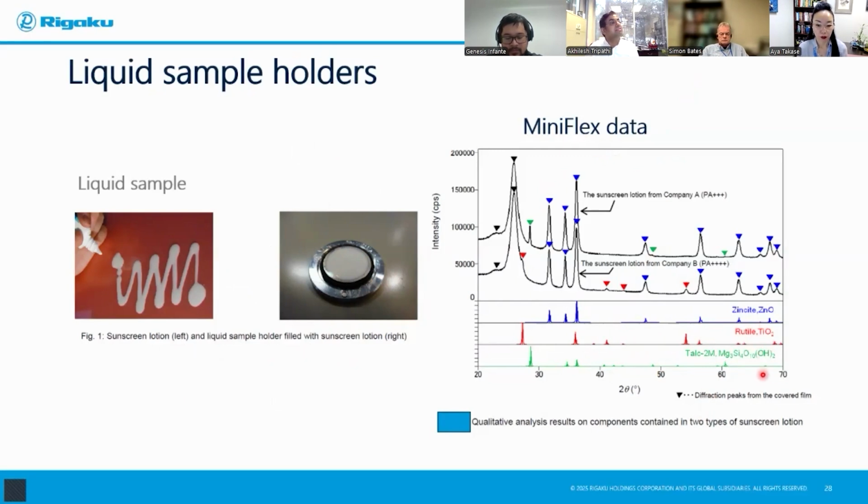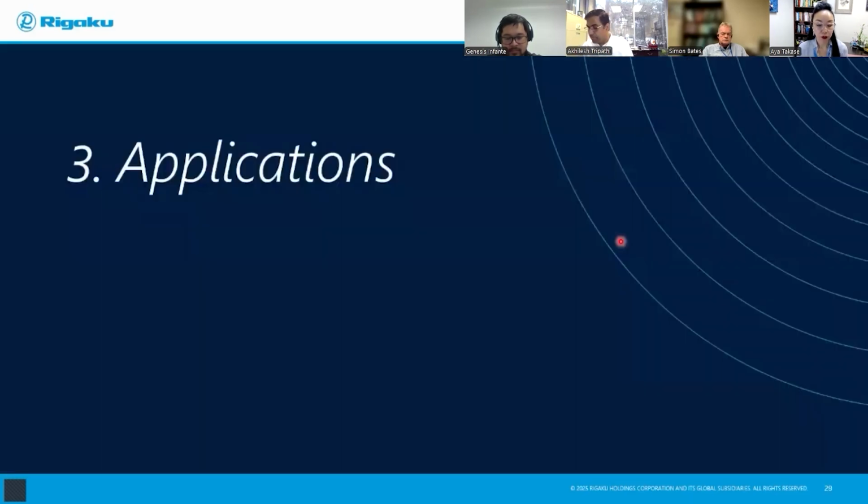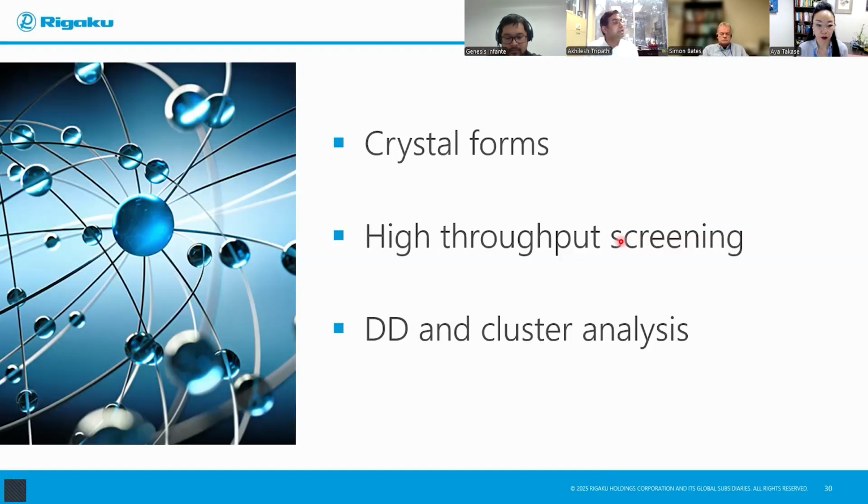All these three phases are clearly present and are shown. Let's now move to topic 3, the applications. We'll cover three topics here: crystal forms, high throughput screening, direct derivation, in short DD, and cluster analysis.